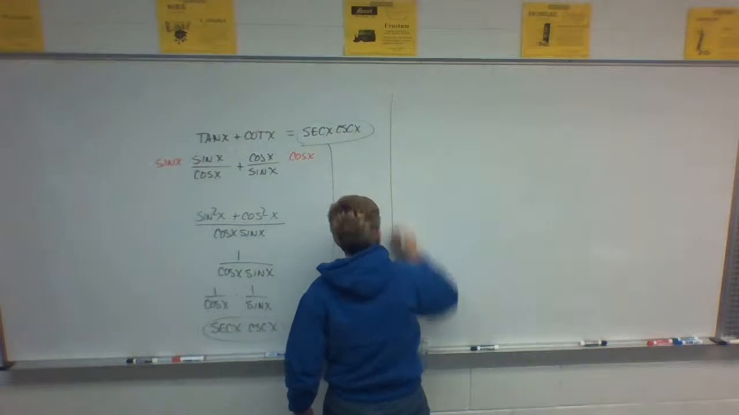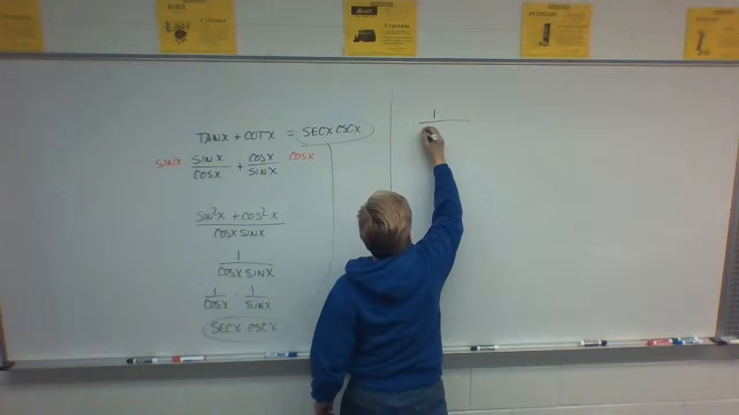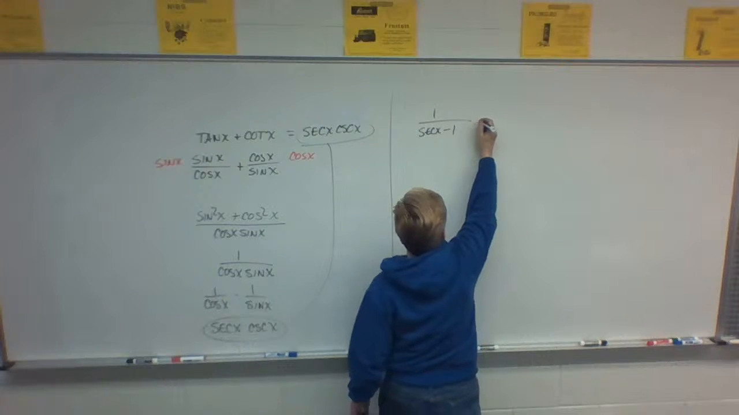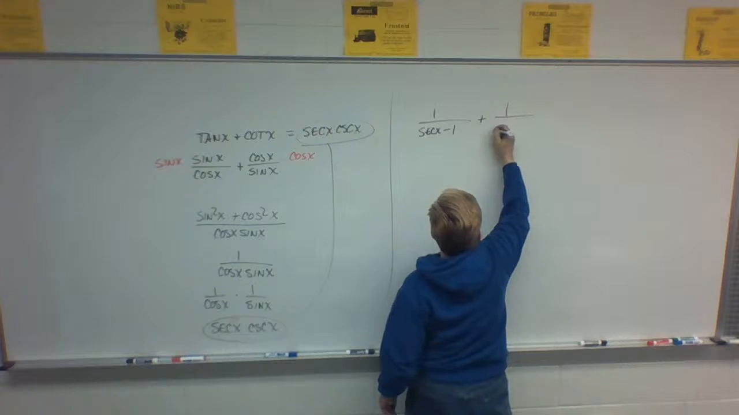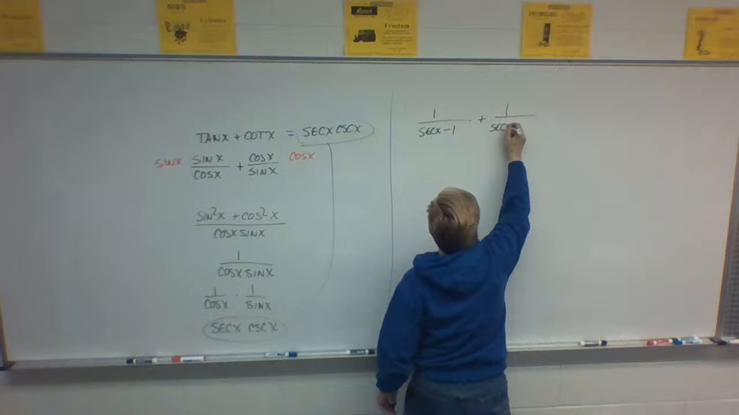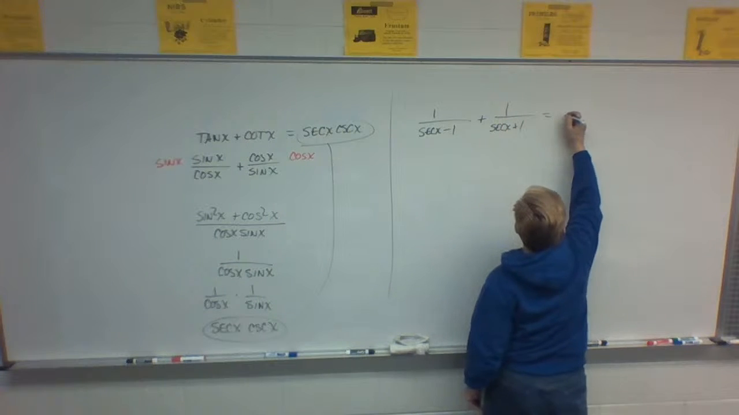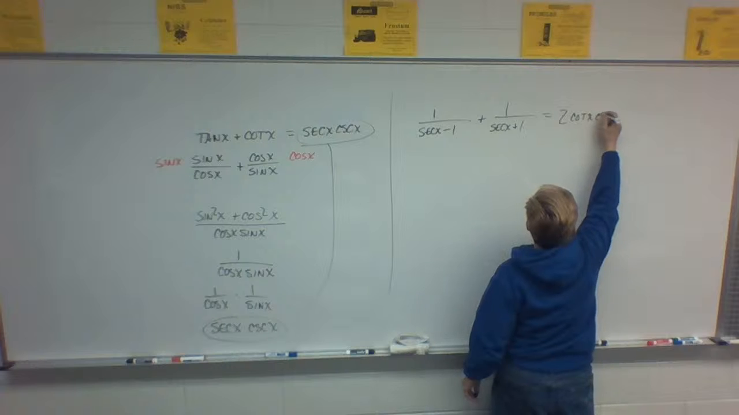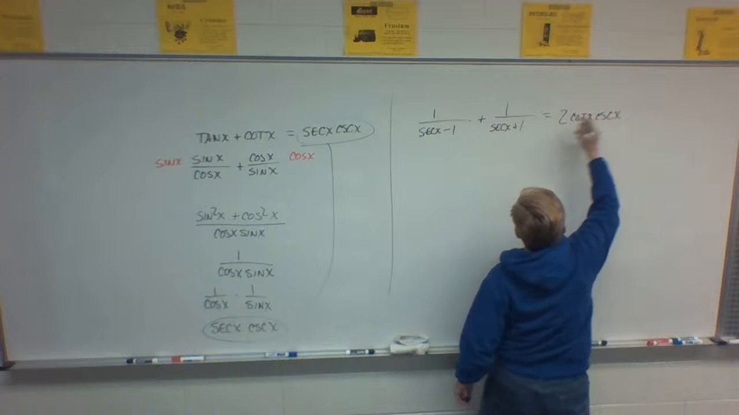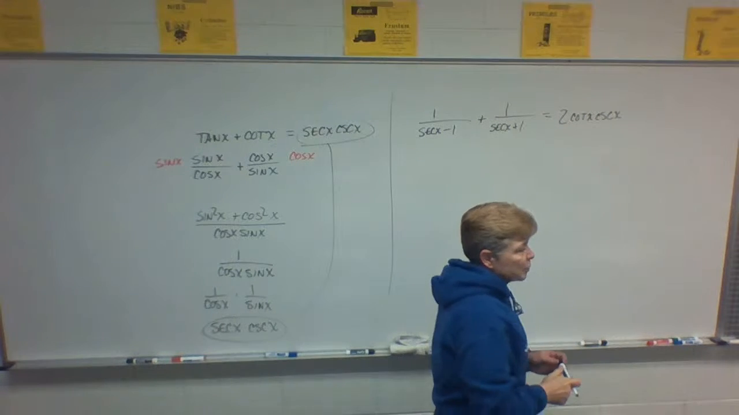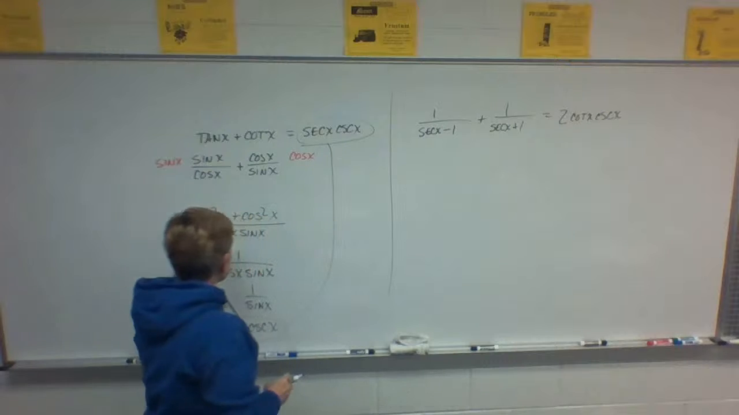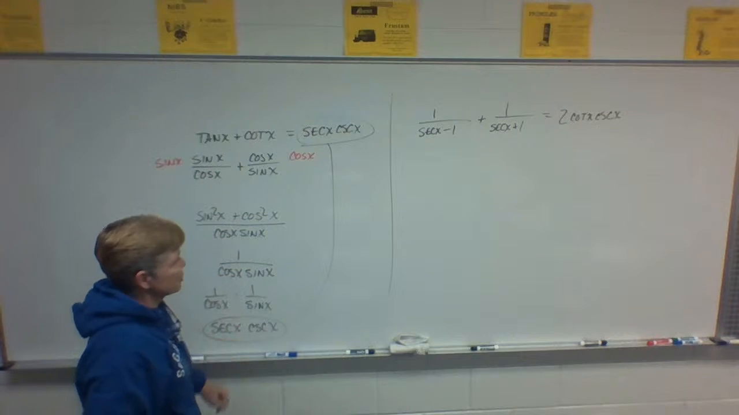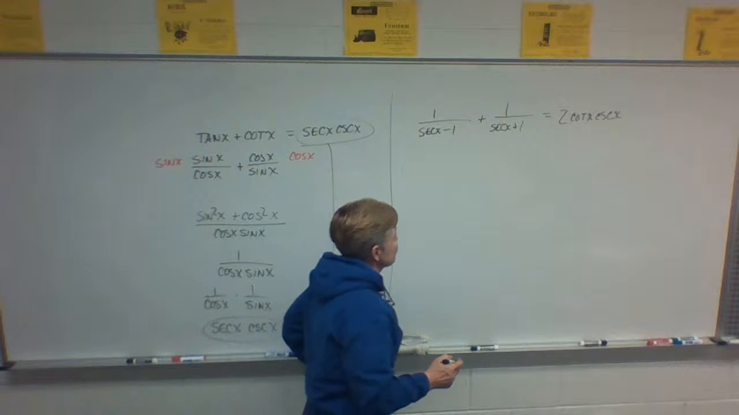So I have 1 over secant x minus 1, plus 1 over its conjugate. And I want to prove that it's equal to 2 cotangent and then cosecant. Again, I've got a sum that I'm going to prove is equal to a product. But you saw how that fell out. We had the sum, but it turned into a single thing. There's where your product came from. So it works out. Have some faith.